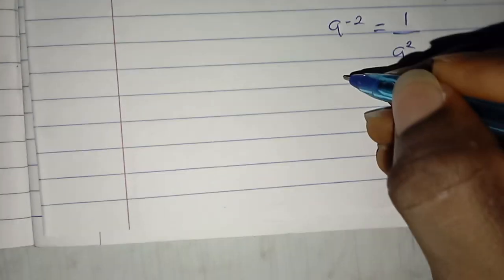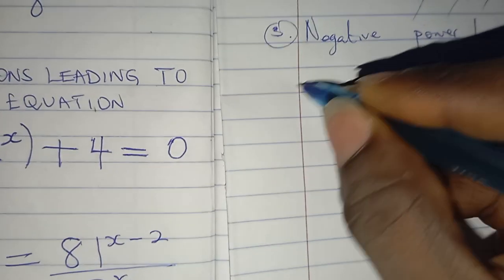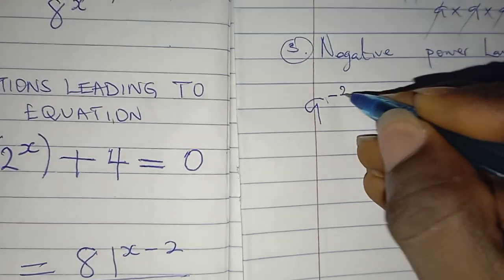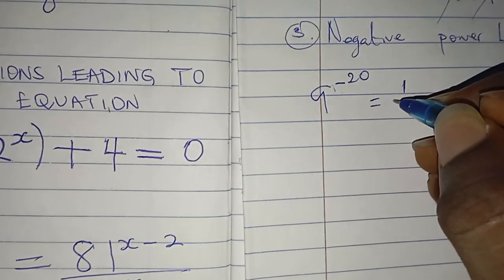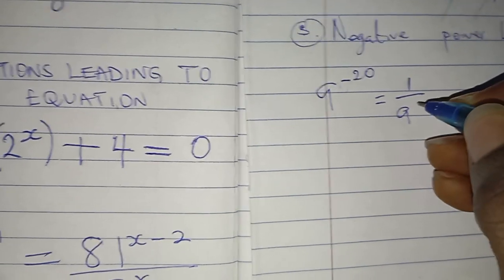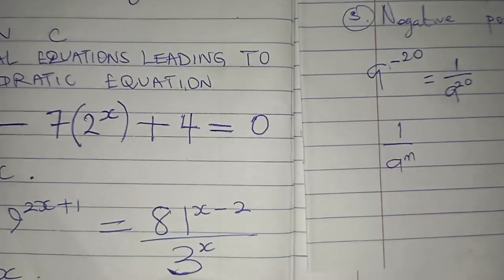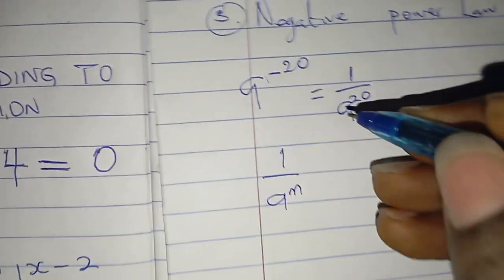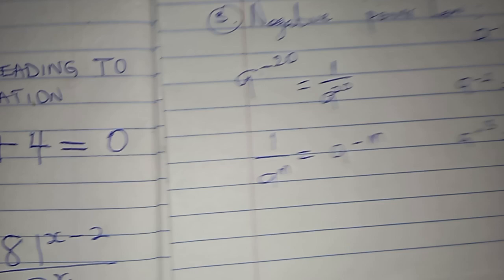So if I have a raised to power minus 3, it is the same thing as saying 1 over a raised to power 3, which means that if I see, for example, a raised to power minus 20, it is the same thing as saying 1 over a raised to 20. And what if I see 1 over a raised to power m? It is the same thing as saying a raised to power minus m. That is the negative power of m.